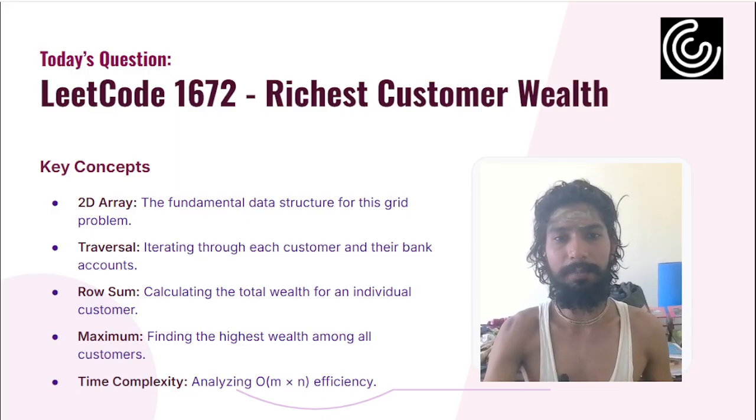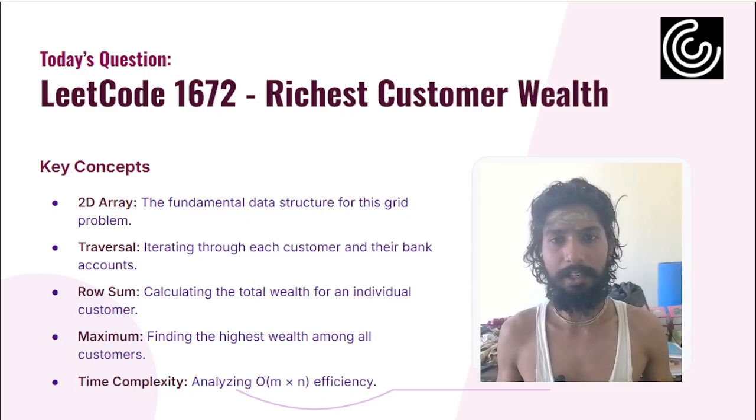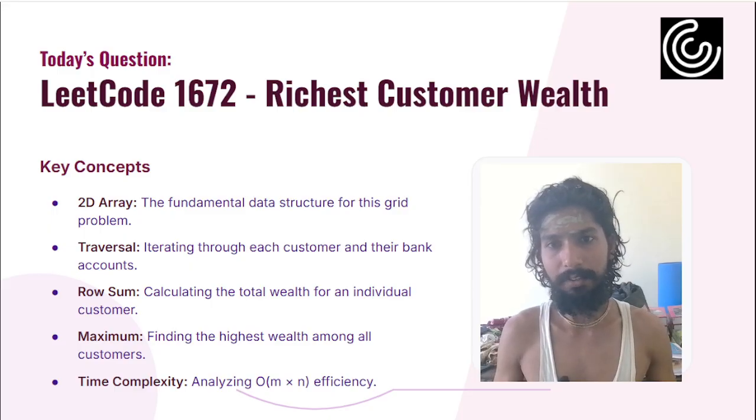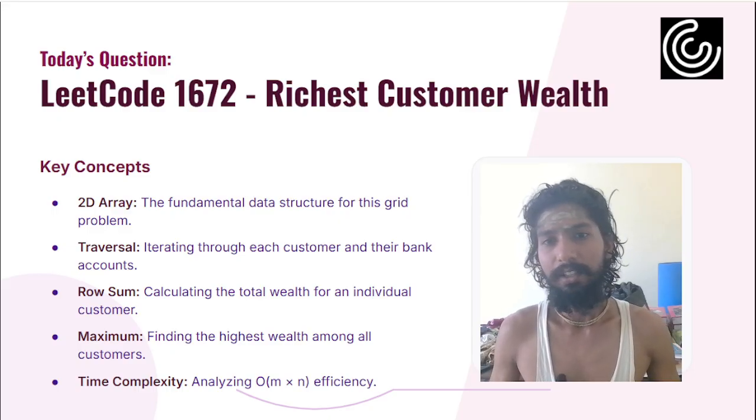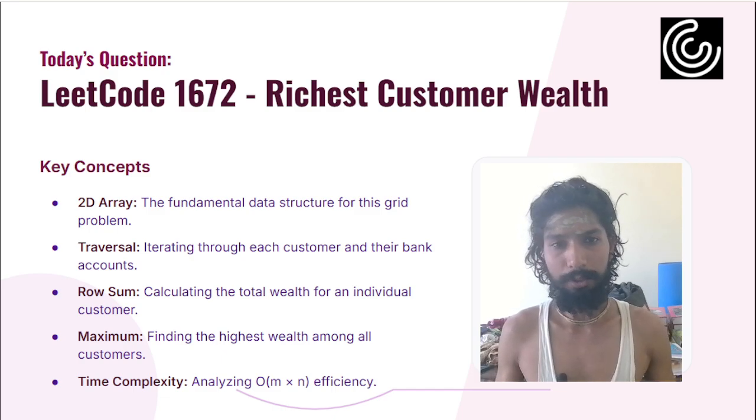So DSA means data structures and algorithms. Data structure means how data is stored. Algorithm means the steps we use to solve a problem. Suppose you have a notebook of students and marks. The notebook is the data structure. The process of finding the topper is the algorithm.